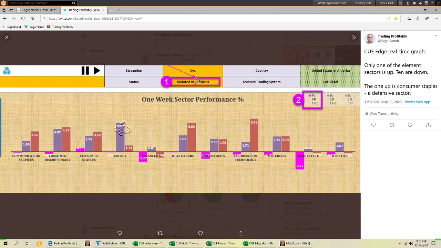After some time, I shared a snapshot of Q Edge 1 week sector performance as of 11:50 a.m. also today, May 12. And I saw that only one sector was up, 10 sectors were down. That was very bearish from a sector perspective. Which sector was up? Only consumer staples was up. That was a defensive sector. Therefore, this sector performance was also bearish, as shared at 11:51 a.m.